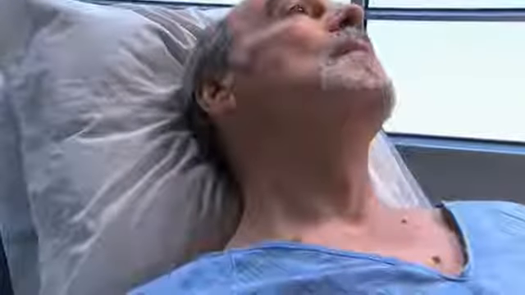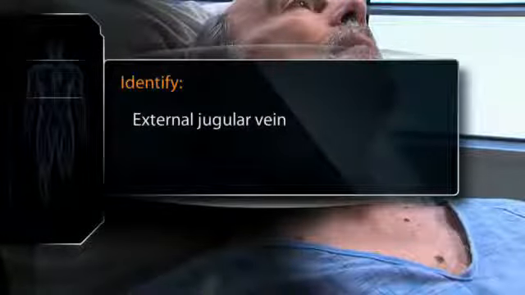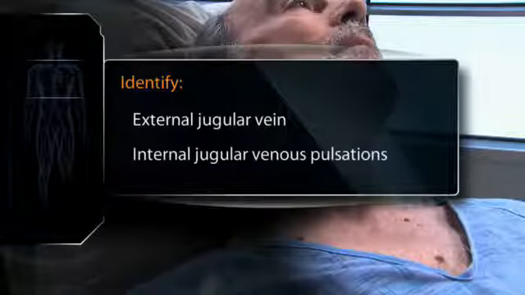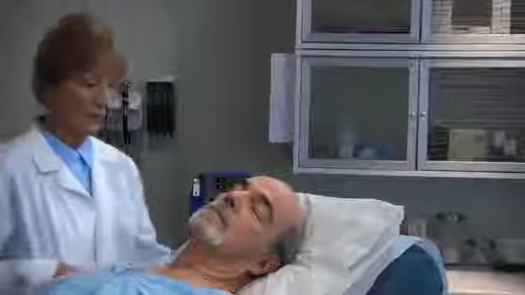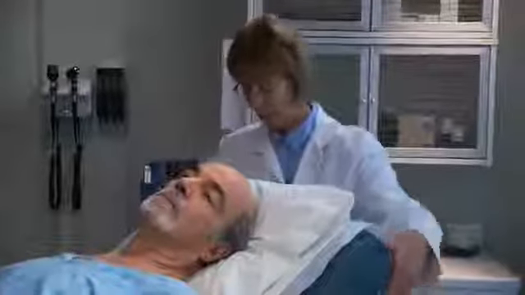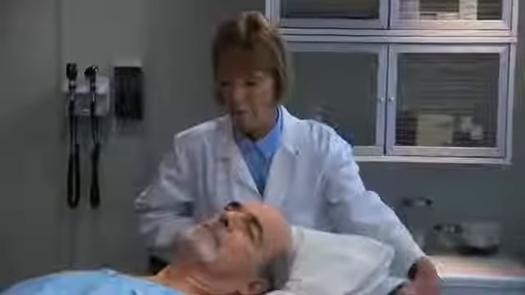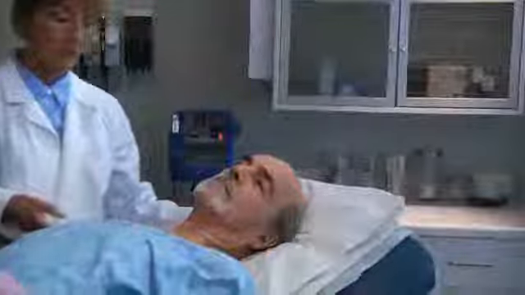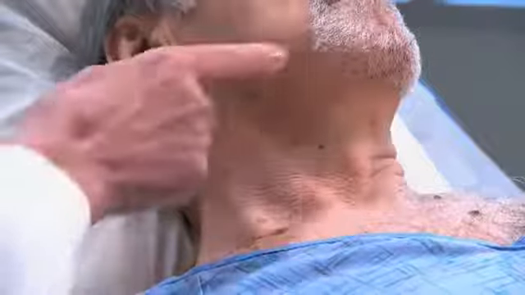Focusing on the right side, identify the external jugular vein. Then find the internal jugular venous pulsations. If necessary, raise or lower the head of the bed until you can see the oscillation point of the internal jugular venous pulsations in the lower half of the neck. Look for the oscillation point along the sternomastoid muscle between the clavicle and the angle of the jaw, or just posterior to the sternomastoid.